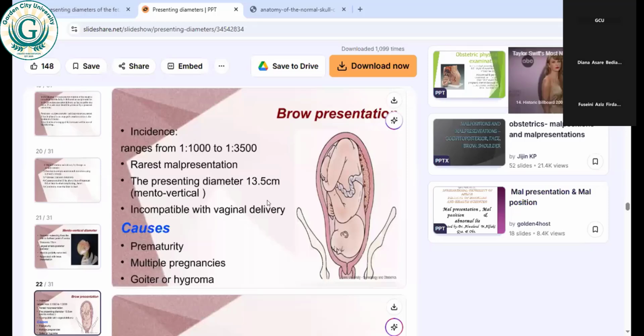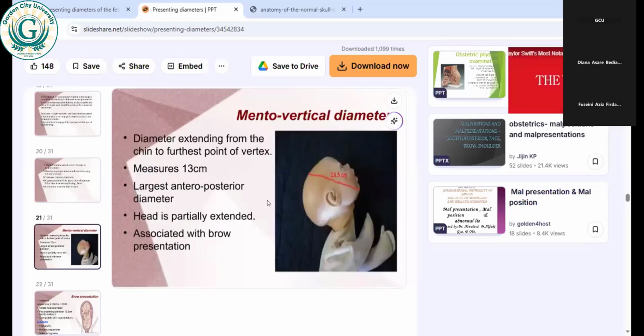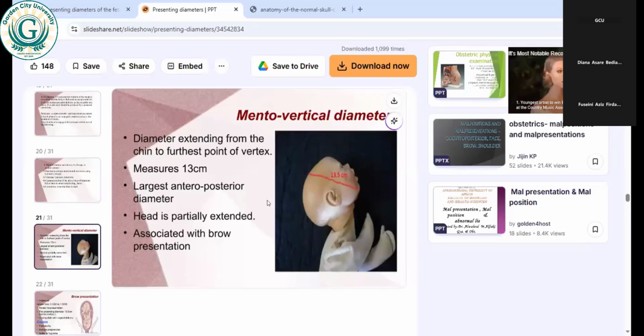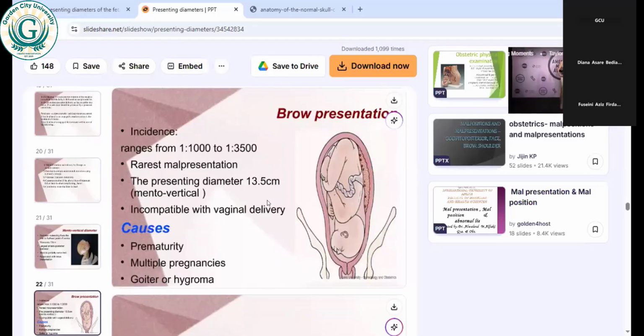So we have three presentations: the vertex, face, and brow. Vertex is the most suitable. Face presentation is not suitable, but you can put your hand and push the chin down during VE for it to come as vertex. But with the brow, please, theater, there is nothing to be done about that one. So moving forward, we are going to talk about molding.